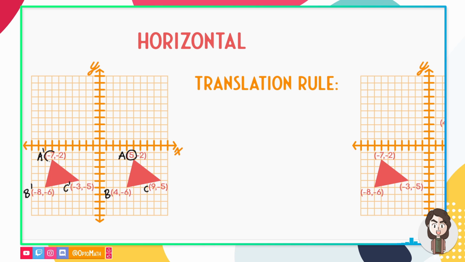From A to A prime, we go from 5 all the way over to -7, and that's going to be left 12. Let's check with our B to B prime just to be sure. From 4 to -8, that's left 12 as well. And then from 9 to -3 is also left 12. So we're going to start with our regular XY points on our triangle ABC. And then what we will do to each point is we're going to subtract 12 from our X value, but we'll keep our Y values the same.